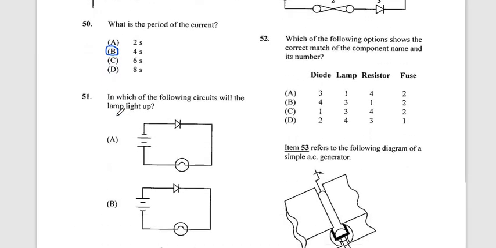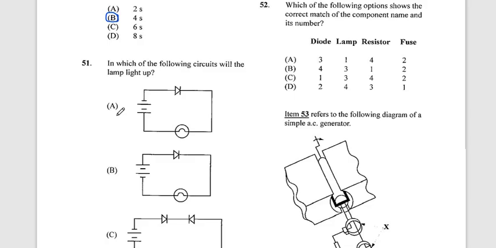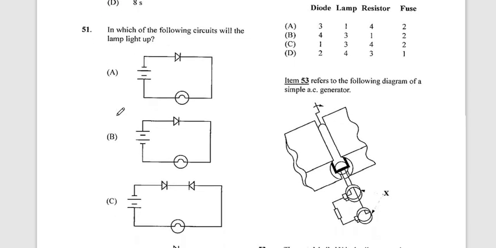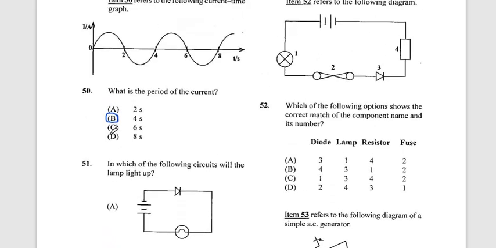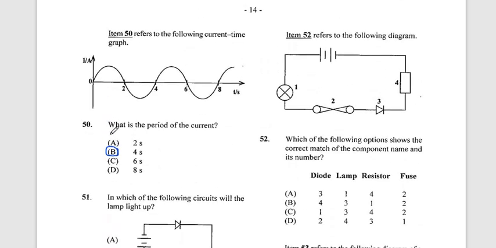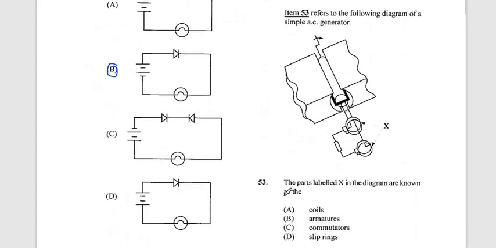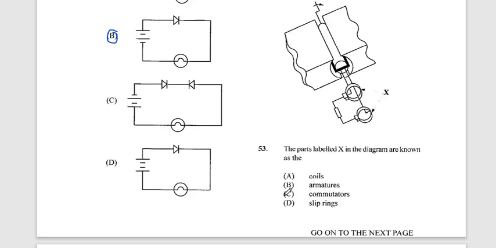51. In which of the following circuits will the lamp light up? B. 52. Which of the following options show the correct match of the component name and its number? A. 53. The parts labeled X in the diagram are known as D. Slip rings.